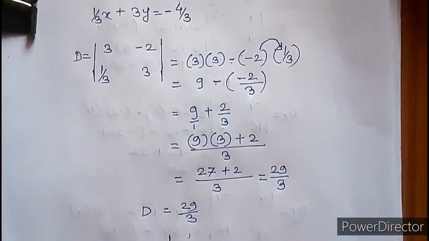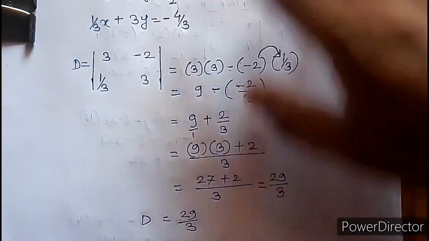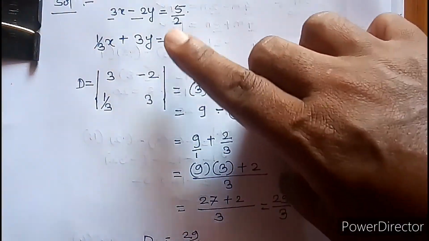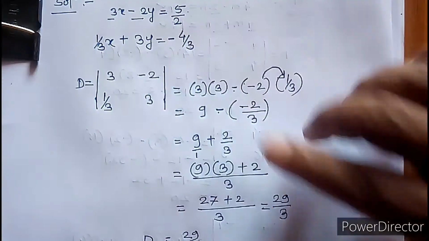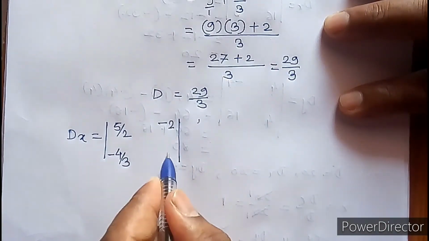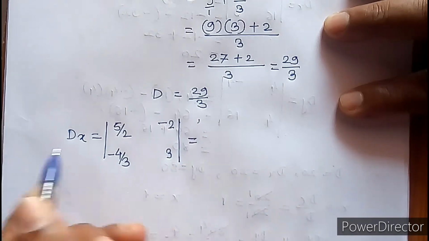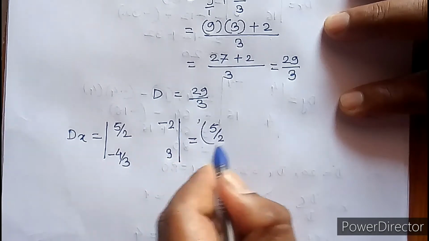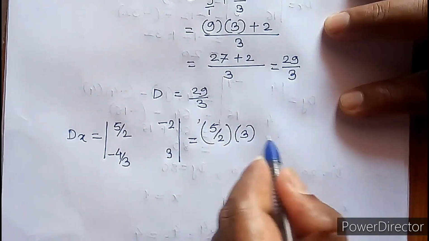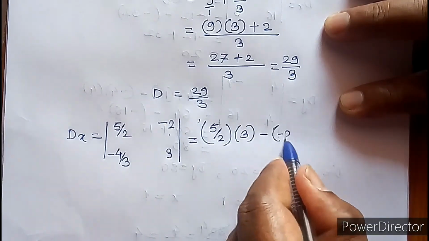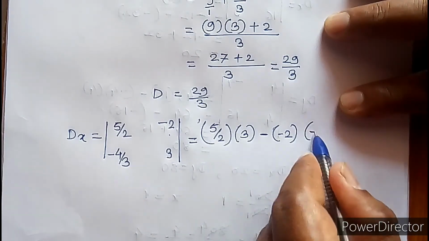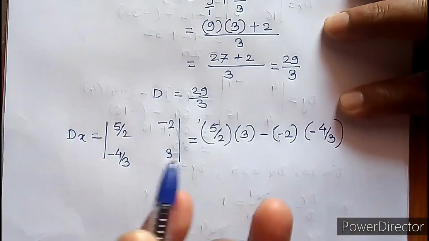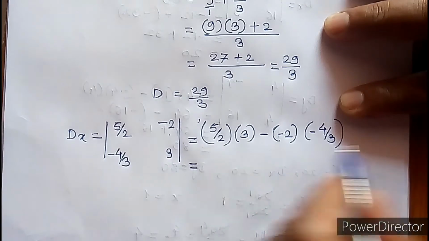In the second column you have to write down the elements of the coefficient of y, that is minus 2 and 3. Therefore write down here minus 2 and 3 here. Now find the value of dx, that is 5 by 2 multiplied with 3 minus this minus 2 will be multiplied with minus 4 by 3. Do this calculation very carefully.